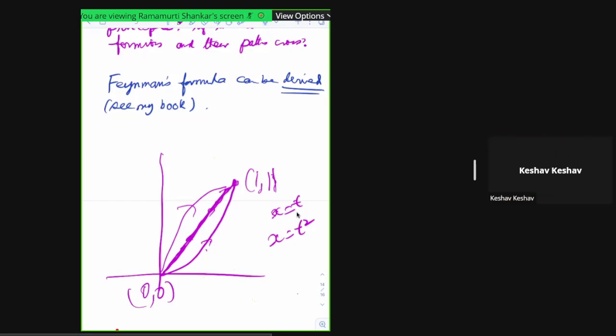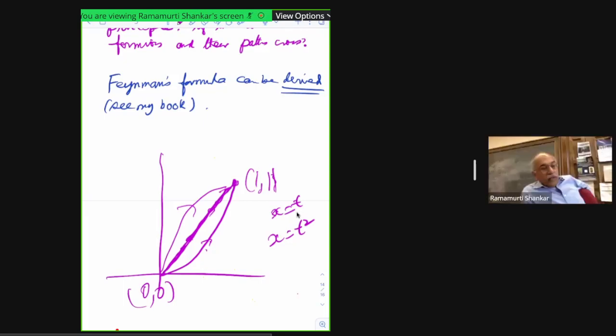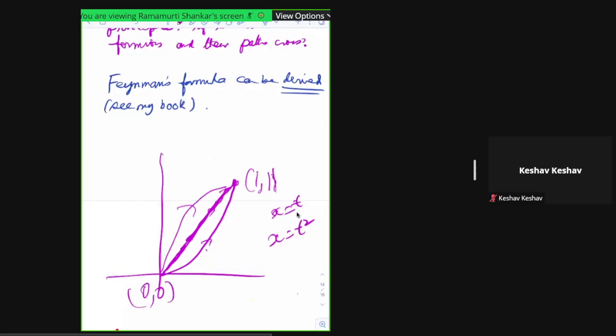Sir, is there a way in which we can tell that the Feynman approach and the other approaches, like Dirac, Schrodinger, Heisenberg, are equivalent? Yes, you can. You can find it anywhere. If you look at my quantum book, there's a derivation of the path integral approach from the Schrodinger approach. Yes, you can do that. Okay, sir.